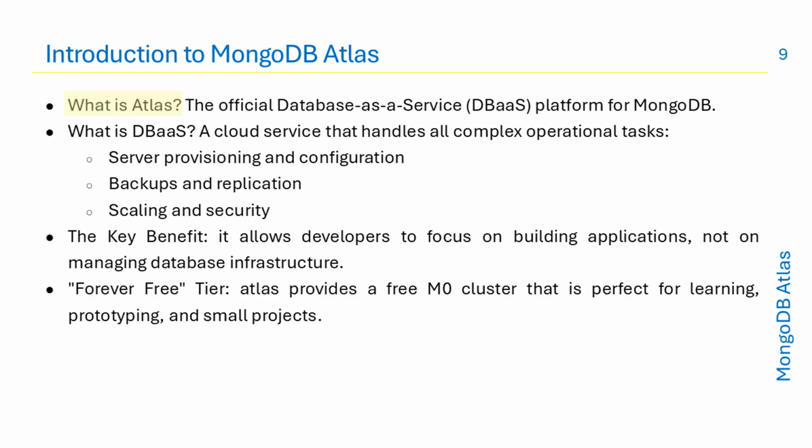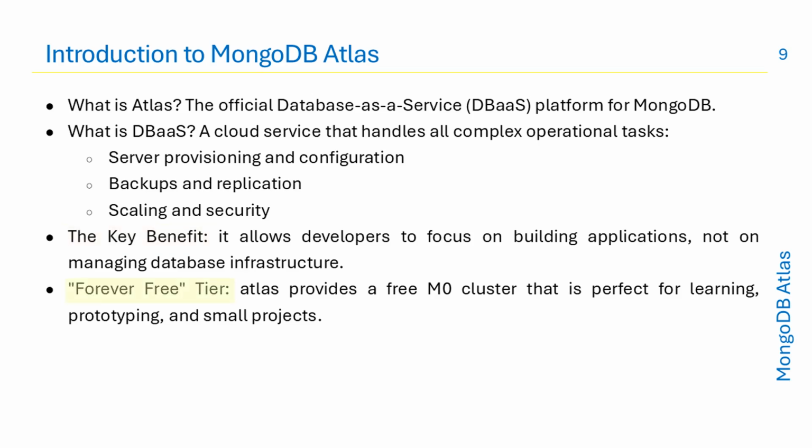Atlas is the official cloud platform from the creators of MongoDB, and it's offered as a database as a service, or DBaaS. A DBaaS is a cloud model where the provider takes care of all the hard, time-consuming parts of running a database for you. Instead of you having to worry about provisioning servers, configuring networks, setting up replication for high availability, or scheduling backups, Atlas handles all of that automatically. This is a massive benefit because it abstracts away all that operational complexity, freeing up developers to focus on what they do best: designing their data model and building application features.